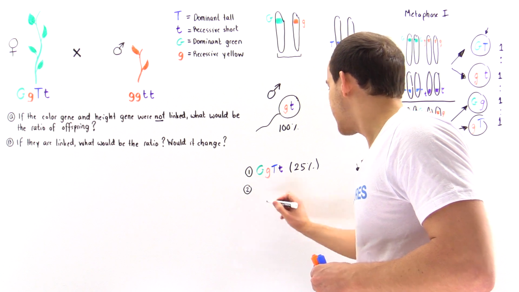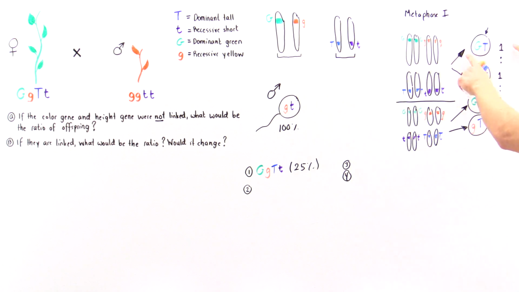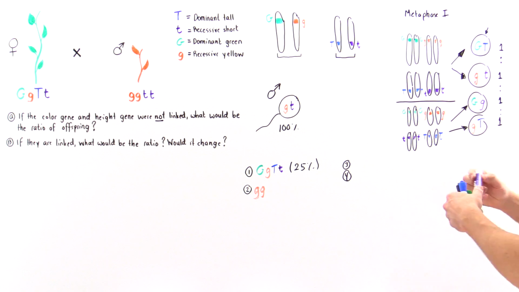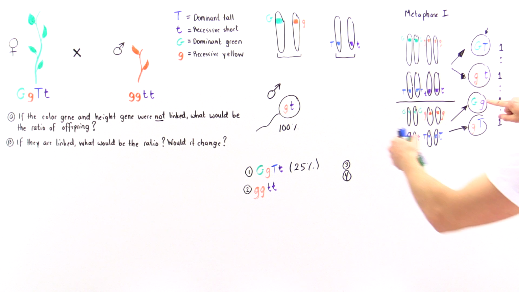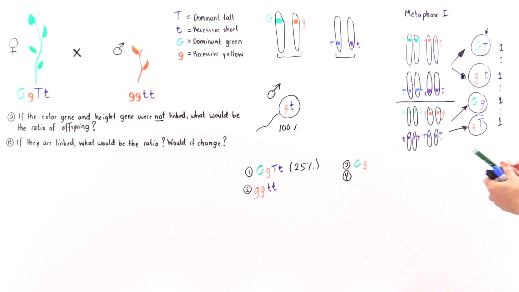Now we can follow this same exact procedure and determine what the other genotypes are. If we don't produce this but produce this, then this will combine with this to produce all recessive genes. So we have lowercase g and lowercase t, lowercase t, and also a 25% likelihood. Now, if this combines with this, then we have uppercase G, lowercase g, and then both lowercase t's. Or we can combine this one with this one.